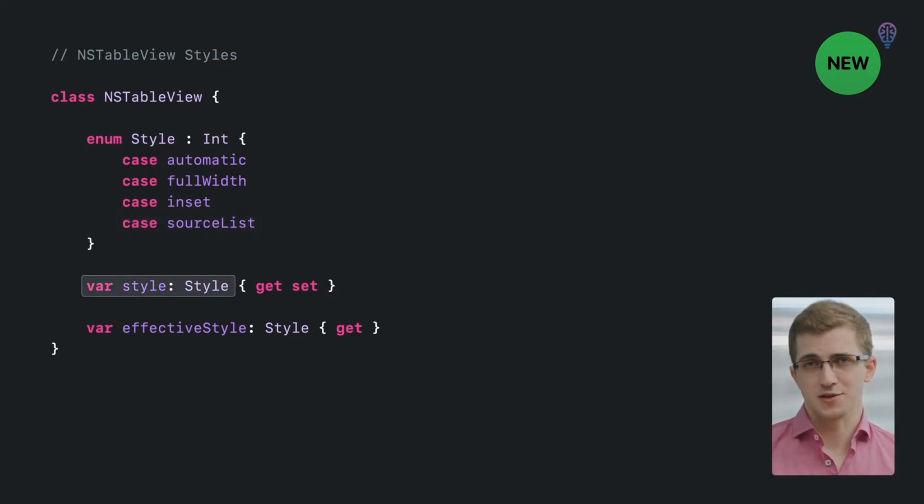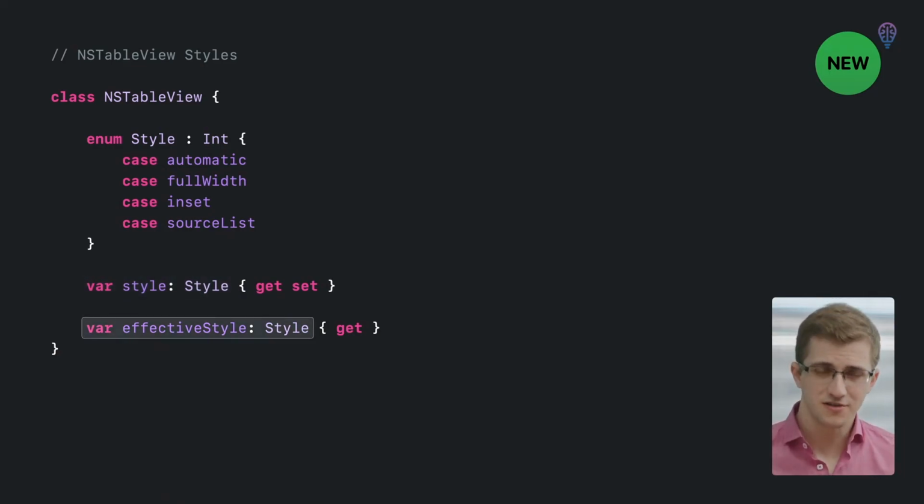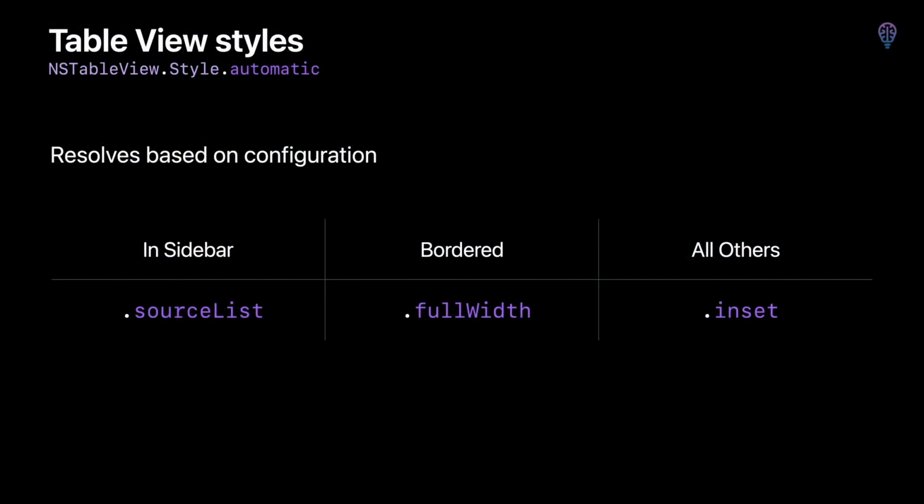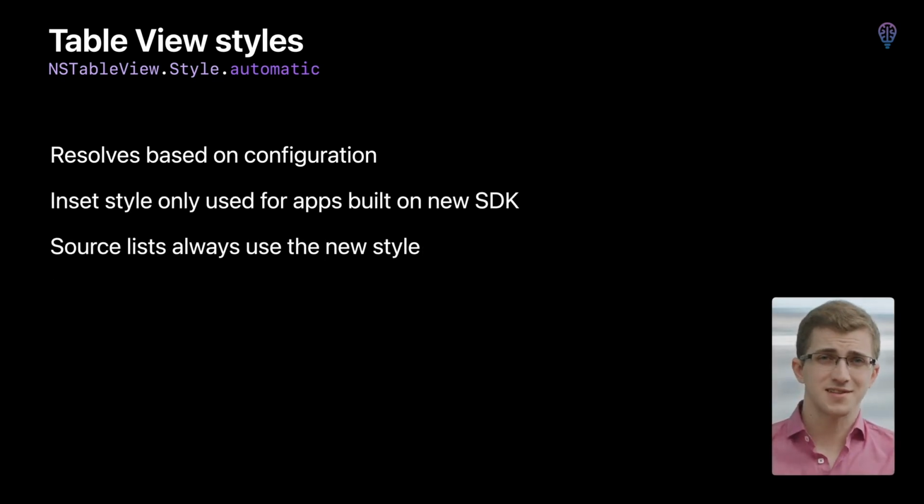The style property allows you to configure which style you'd like, and effective style is a read-only property which can tell you how the automatic style is being resolved. The automatic style resolves based on the configuration of the table view. If it's in a sidebar, it'll choose the source list appearance. If the table is embedded in a bordered scroll view, it'll use the full width style. And otherwise, it defaults to using the new inset style. Since the inset style might affect your layout, it's only used for apps that are built using the new SDK. However, sidebars always use the new source list style.